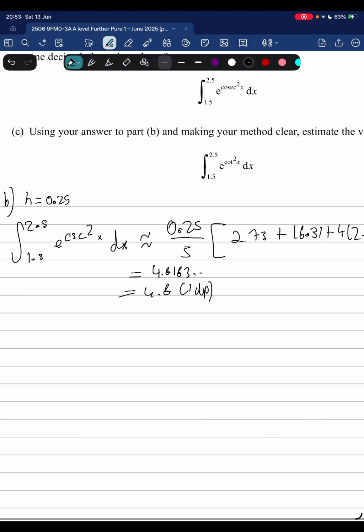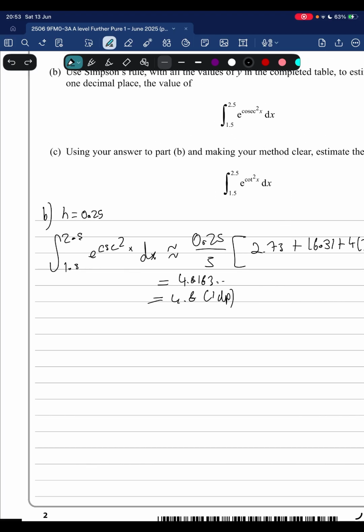Now for part C, we want to find the cot x, right? So we remember our Pythagorean identities. So we have sine squared plus cos squared equals 1. Divide both sides by sine squared. We get 1 plus cot squared x equals cosec squared x. So cosec squared x minus 1 equals cot squared x.